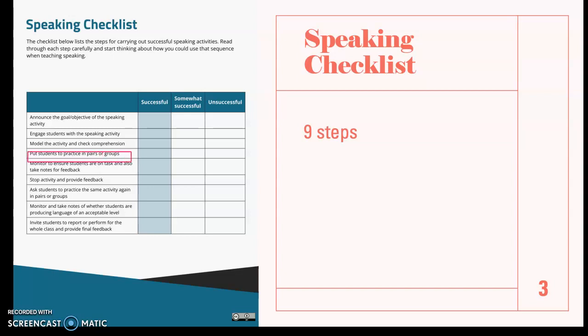4. Put the students to practice in pairs. Here you basically say who is going to work with whom. For example, Moises and Rosa, Evan and Marilu, etc.